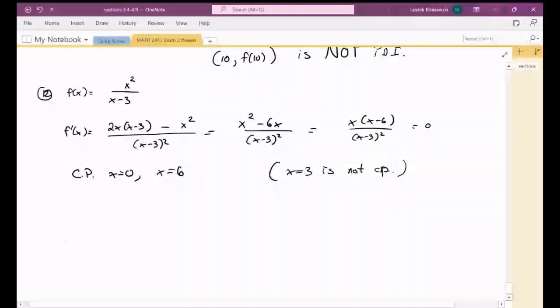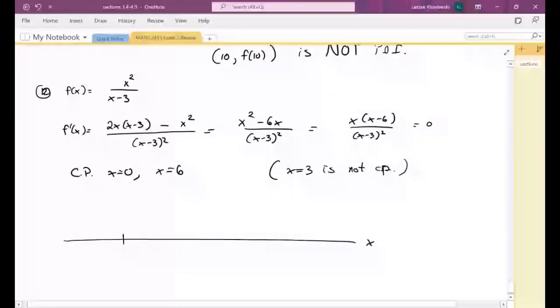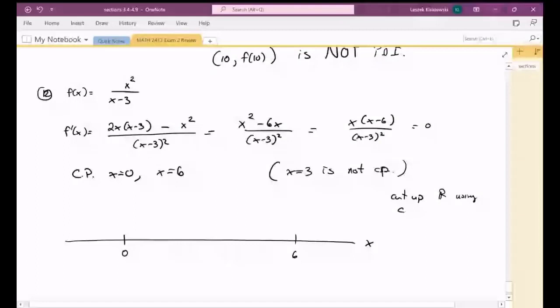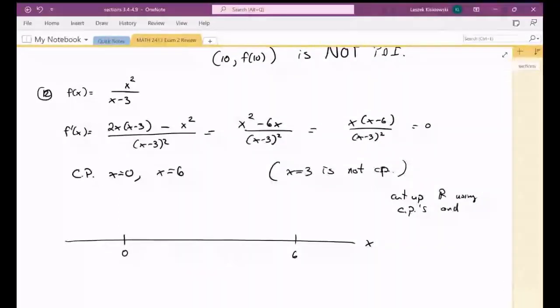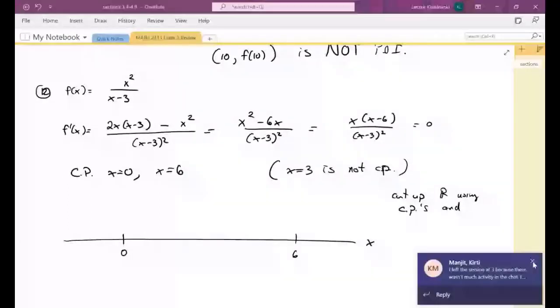But when we cut up the number line, if I do this, is this completely right? Well, no, we have to cut up the number line not only using critical points, but singular points, where the function has vertical asymptotes, right? With the denominator. Using critical points, and let's just say, because I'm not sure, vertical asymptotes. Okay.